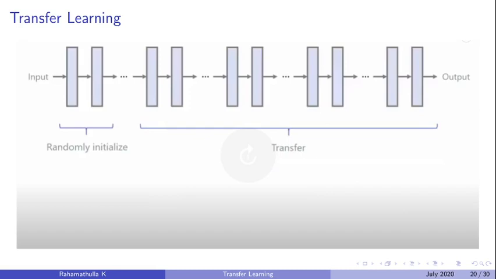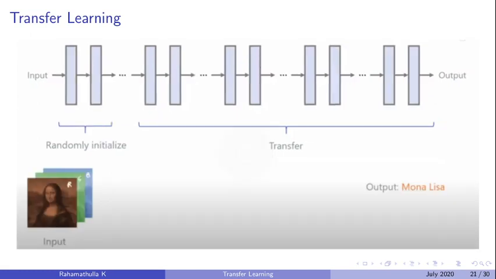Or you can do it the other way around also: you transfer the topmost layers as they are, and you randomly initialize some of the initial layers or the lower layers in some system or application. That also may be required.